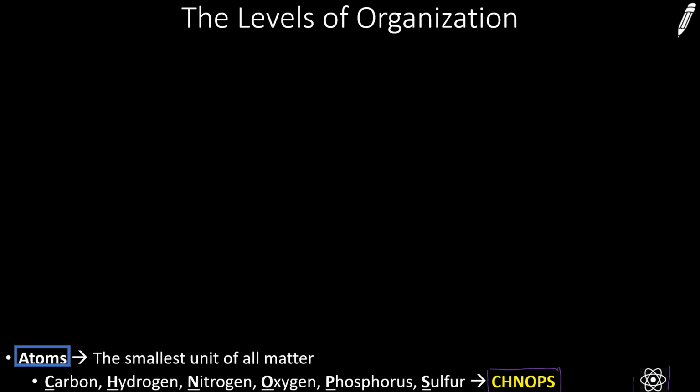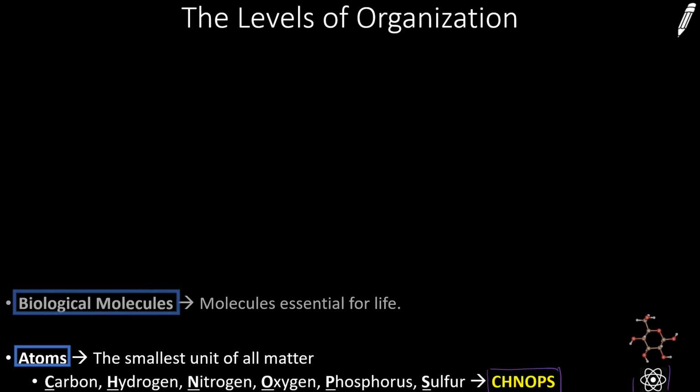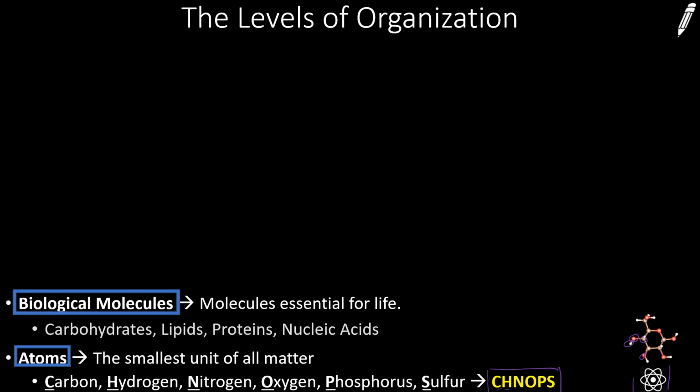Now, when we take those elements and we combine them together, they make biological molecules, biomolecules. They're molecules essential for all life. Every living thing has these biological molecules. And if we were to look at each of these independent atoms, each of these little atoms that's making this sugar molecule, that would be the carbon, hydrogen, and oxygen found in SCHNOPS, okay? So here's what the biological molecules are. They're carbohydrates, lipids, proteins, and nucleic acids.